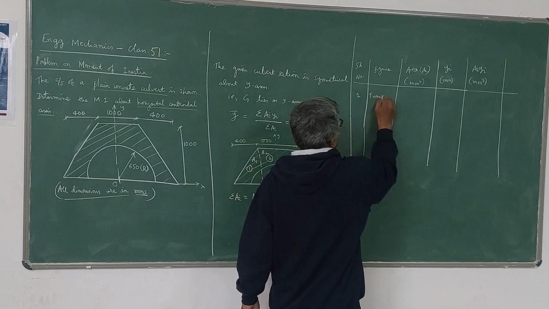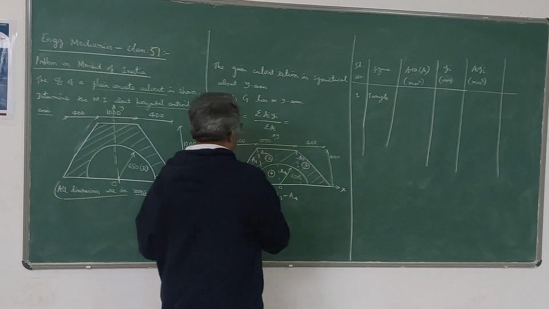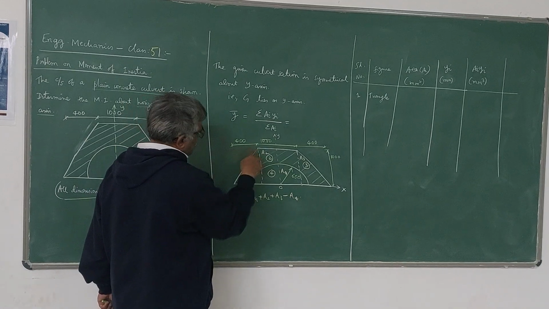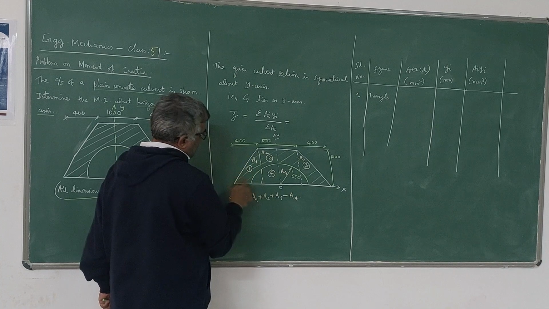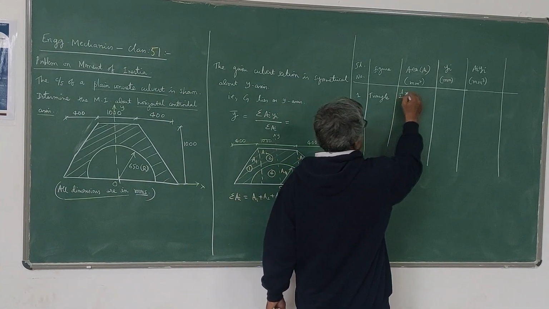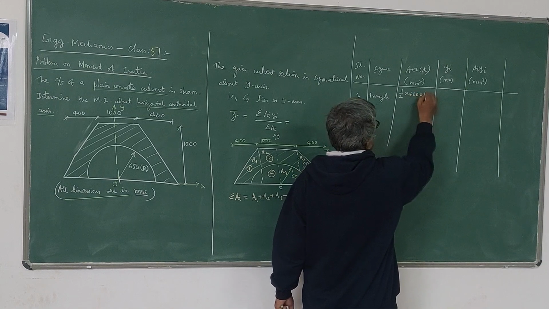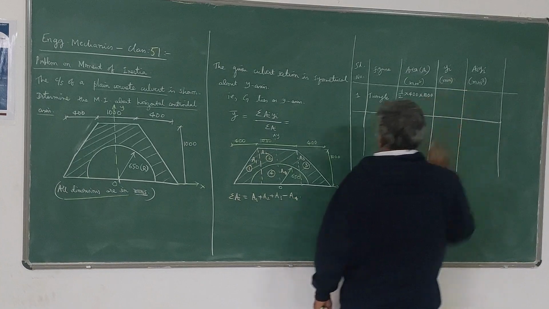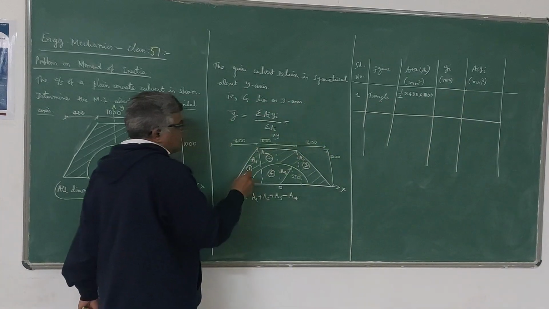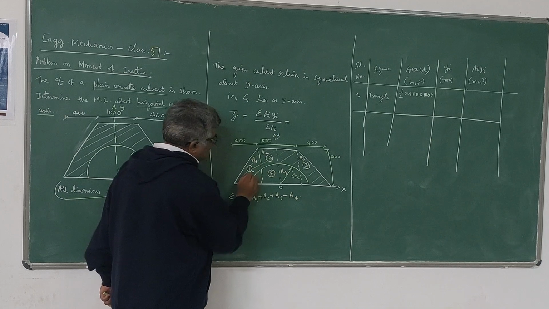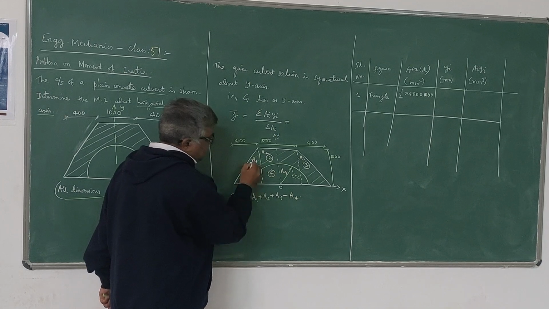Now the first figure, I will take it as a triangle. The area of the triangle: the height is 1000 mm, the width of the base is 400, so half into 400 into 1000. Afterwards we will simplify this. Then yi. So yi is the distance of the centroid of this triangle. It will be somewhere here. G1 I can take from the x-axis.